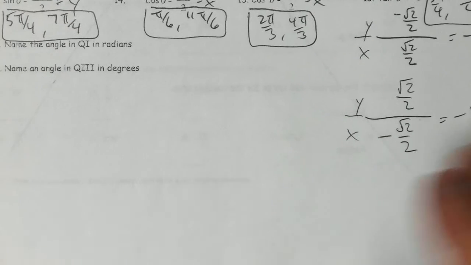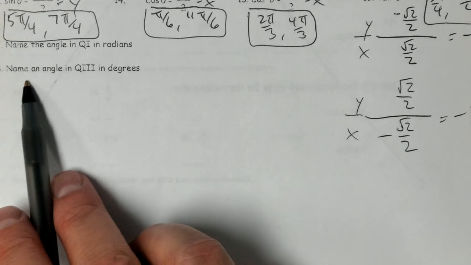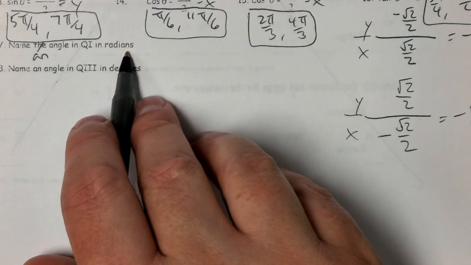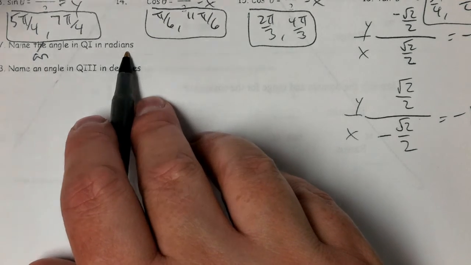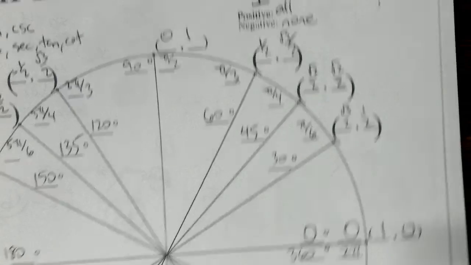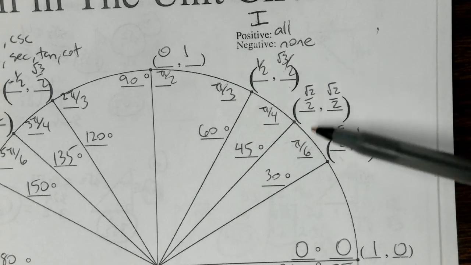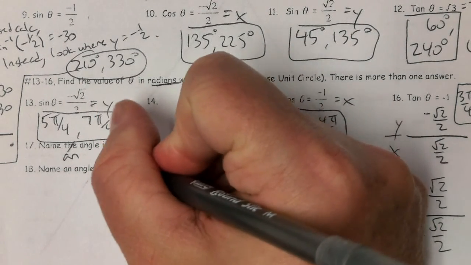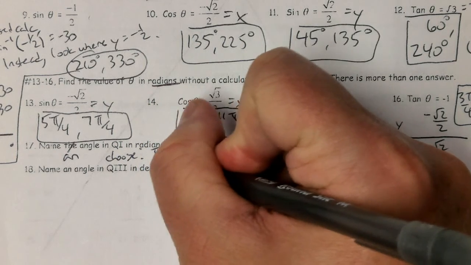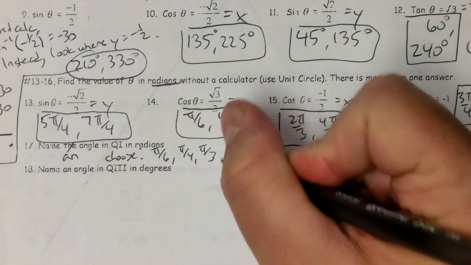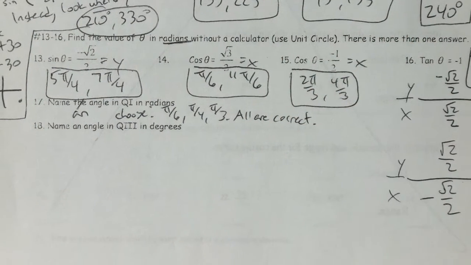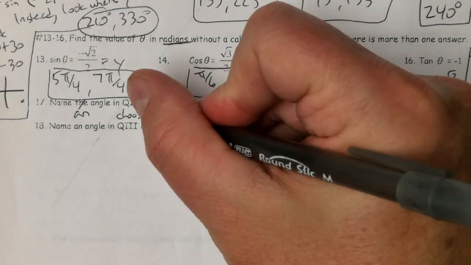Okay. Then the next one, it says name the angle. It should have said name an angle in quadrant 1 in radians. So look at quadrant 1. Sample answers would be pi over 6, pi over 4, or pi over 3. All are correct. It just wants you to get used to naming an angle in radians.